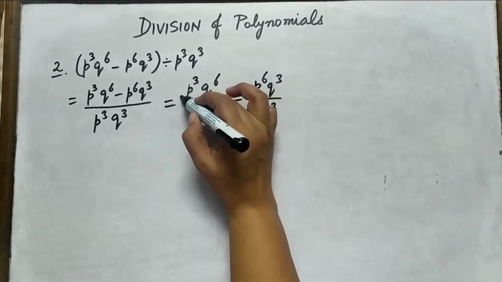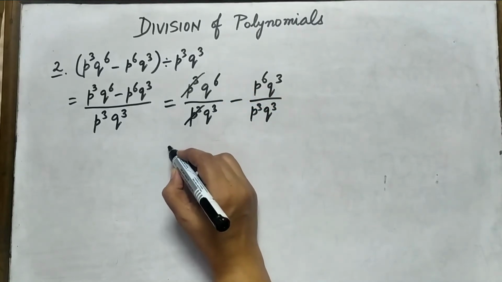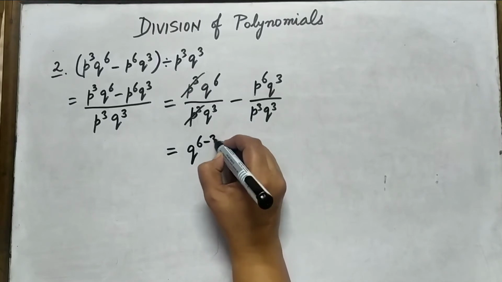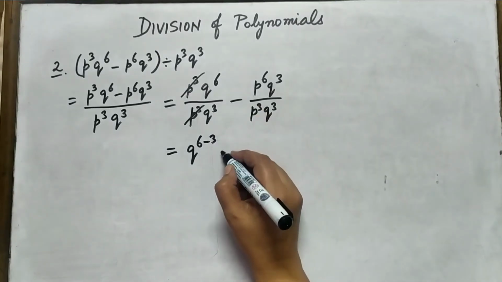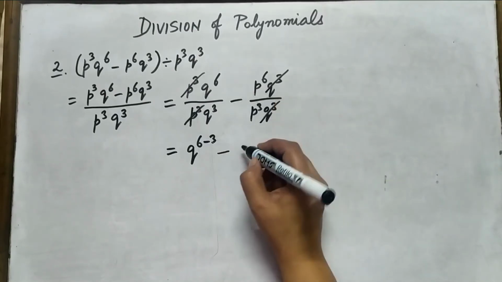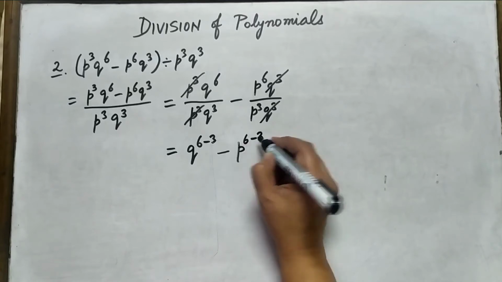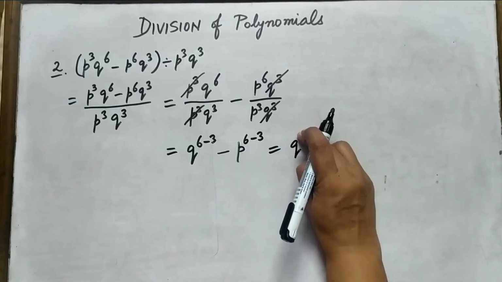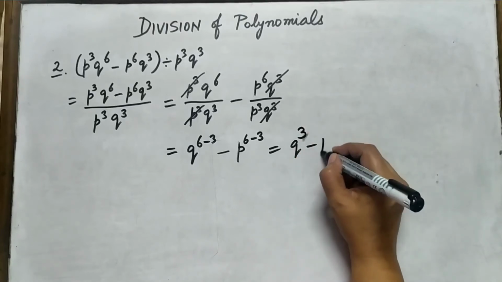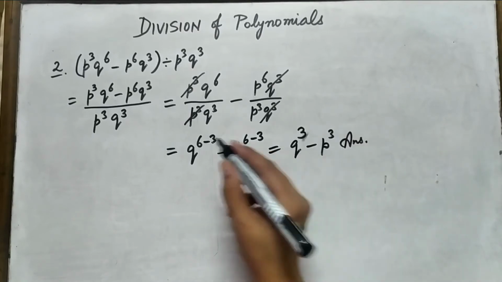P cube gets cancelled and the power of q is subtracted: q raised to 6 minus 3. Then minus, here q cube gets cancelled and the power is p raised to power 6 minus 3. After subtraction, q raised to power 3 minus p raised to power 3. This is the required answer after division.